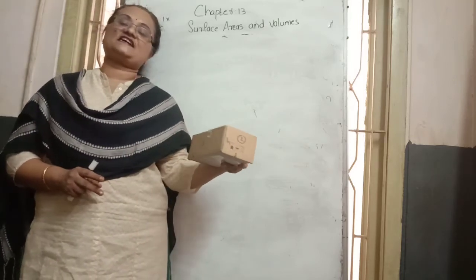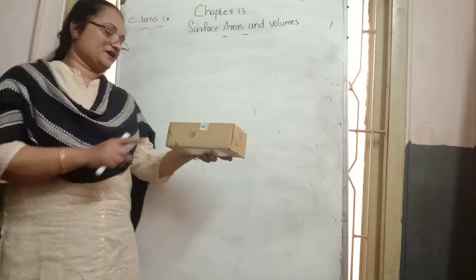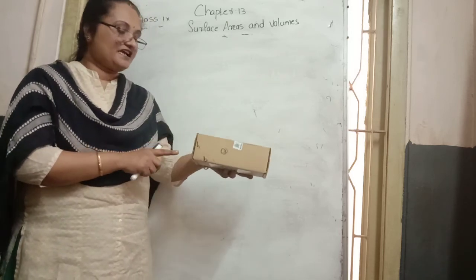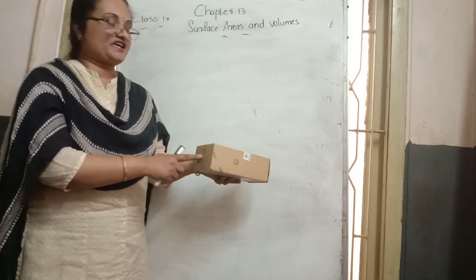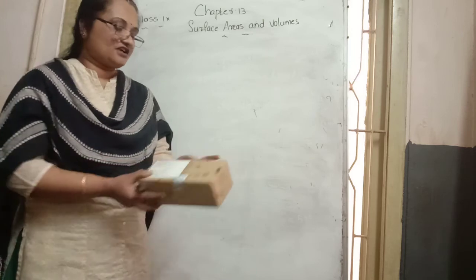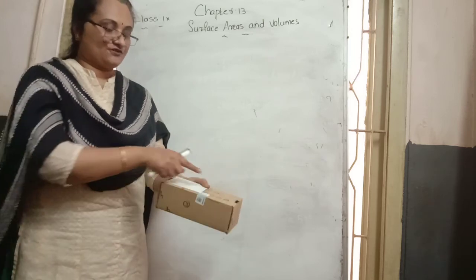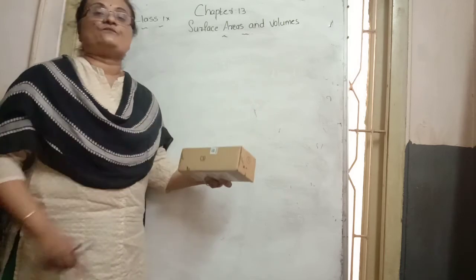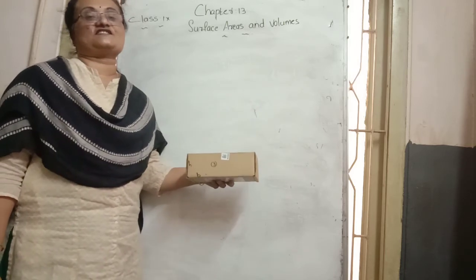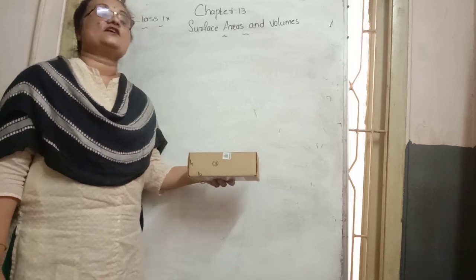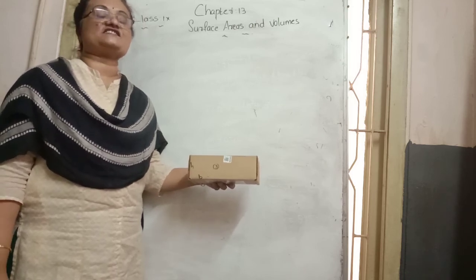This box is an example for a cuboid shape. How many faces does it have? 6 faces. Which are they? I mark it as the first face, second face, then third face, fourth face, then top and bottom. Top is the fifth face, bottom is the sixth one. So total, how many faces does a cuboid have? A cuboid has 6 faces.